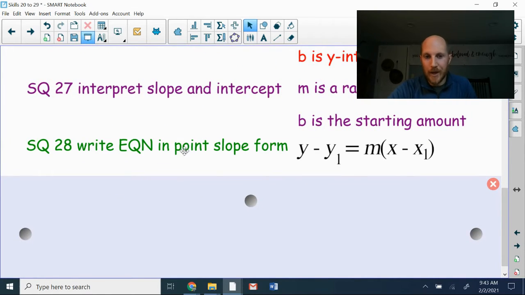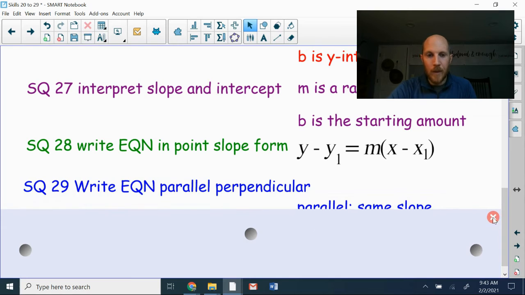Okay, skill 28, writing equations in point slope form, similar to when we were graphing. The x coordinate goes into the x spot, so that's the first number in your coordinate pair, but it goes into the end part of the equation. And then the y1, that's where your y coordinate goes. Y is the second coordinate in your coordinate pair, but it goes in the first blank spot of the equation. M is the slope.